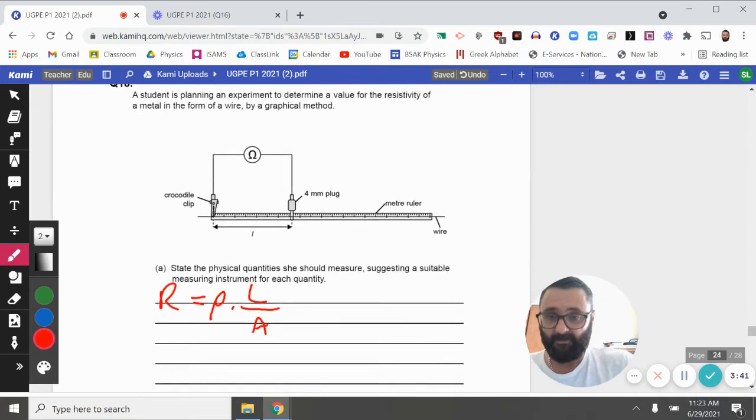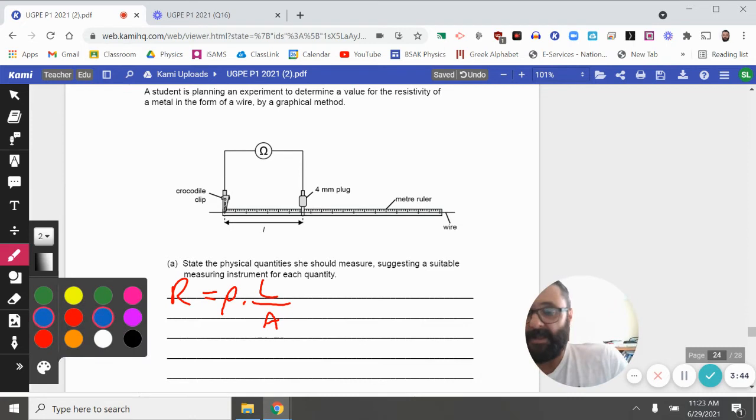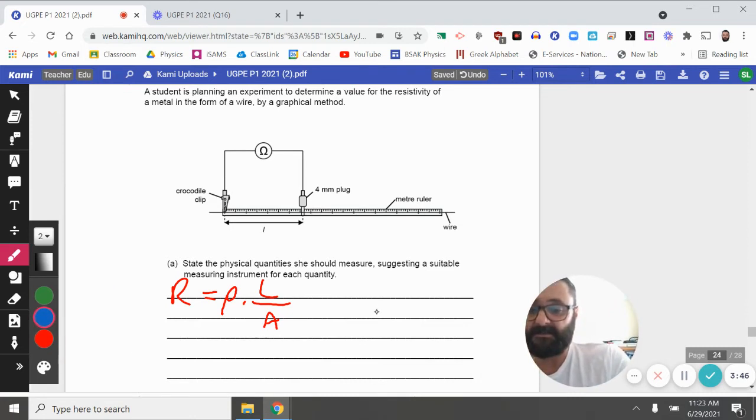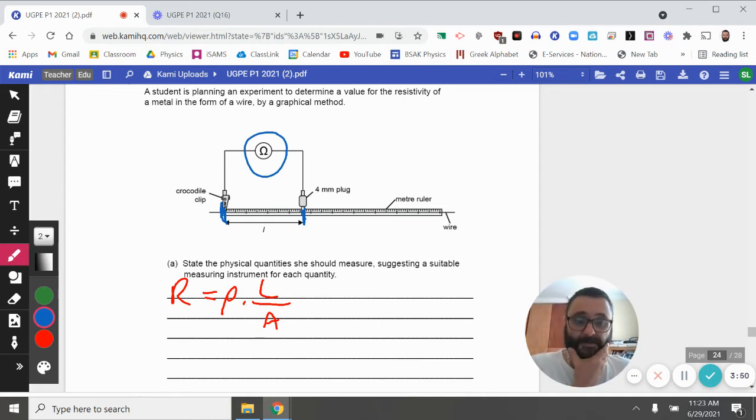Okay, right, the easy one. We're going to measure the resistance of this section with an ohm meter. You could say multimeter, set to measure resistance. You could even say, well, I'm going to use a voltmeter and an ammeter, but the diagram there shows an ohm meter. So we're going to measure resistance of that section with an ohm meter. We're going to measure the length of this section with, again, it's given there, meter ruler.